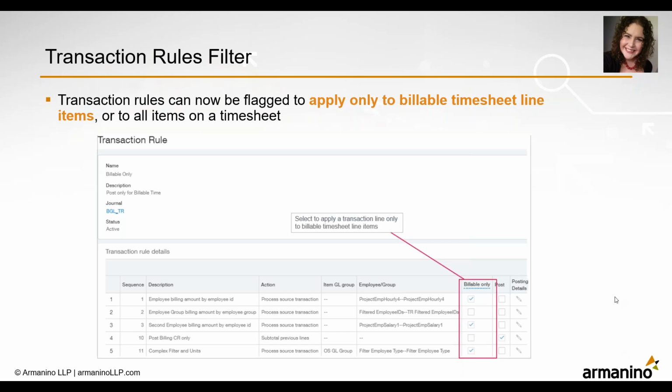So you can see on the right-hand side that now we've got a billable checkbox, and we can select it if we're going to apply this rule to only billable transactions. If you want it to apply to all transactions, you're going to leave that box unchecked and it will apply to everything. At this time, there is no way to apply transaction rules to only non-chargeable time. Although if you have that use case, let's talk about it. We could probably figure out a way around it.